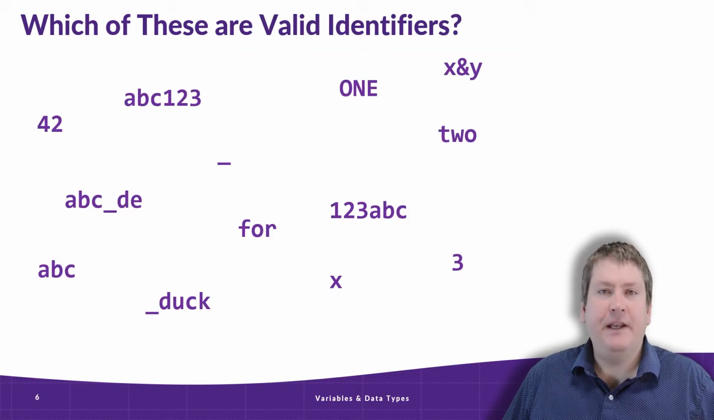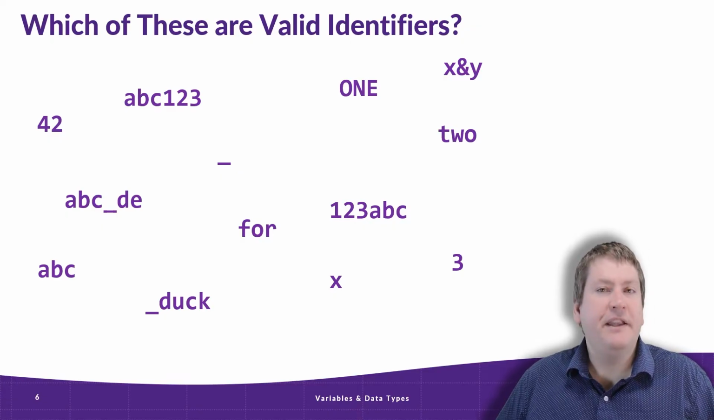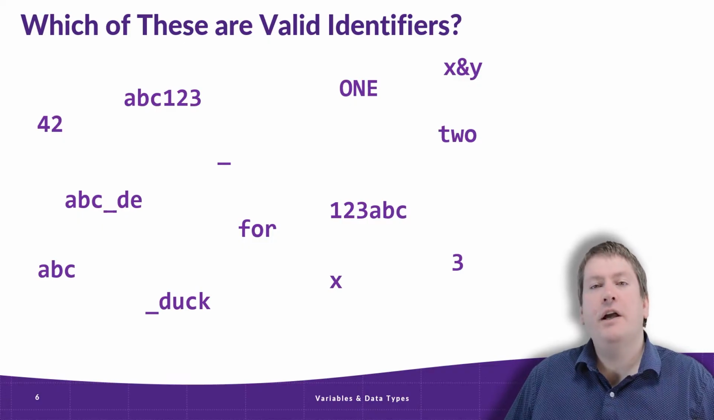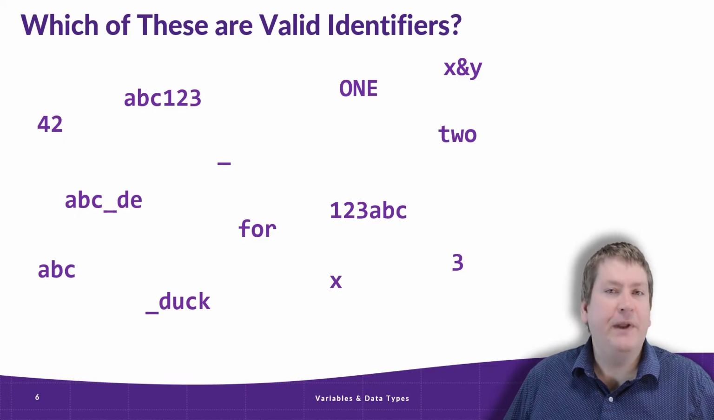Let's try a quick activity. I have a number of identifiers on the screen right now, but only some of these are valid based on the rules we just covered. Pause the video and try to sort these identifiers into two categories, valid and invalid. Unpause the video when you think you have each identifier classified correctly.